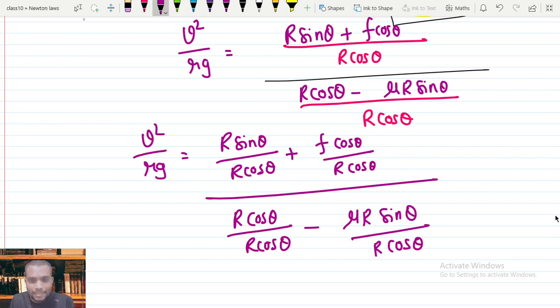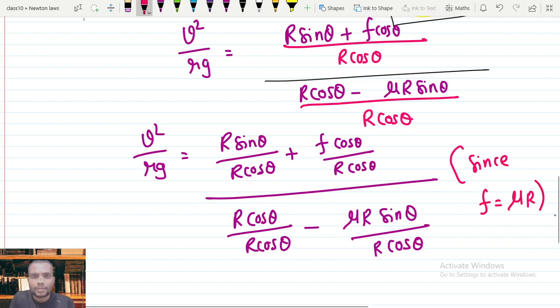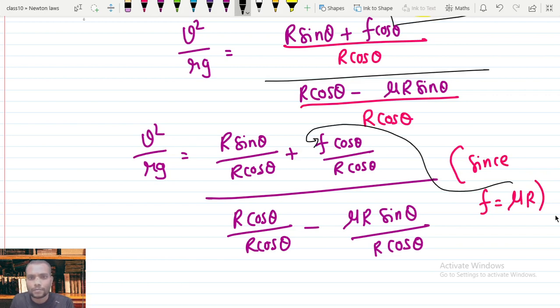So the expression has changed like this. Here one small substitution: since f equals mu times r, I can substitute this mu times r value here. In the place of f, I replace it with mu times r. I should have done this substitution in the above expression, but there is no problem.